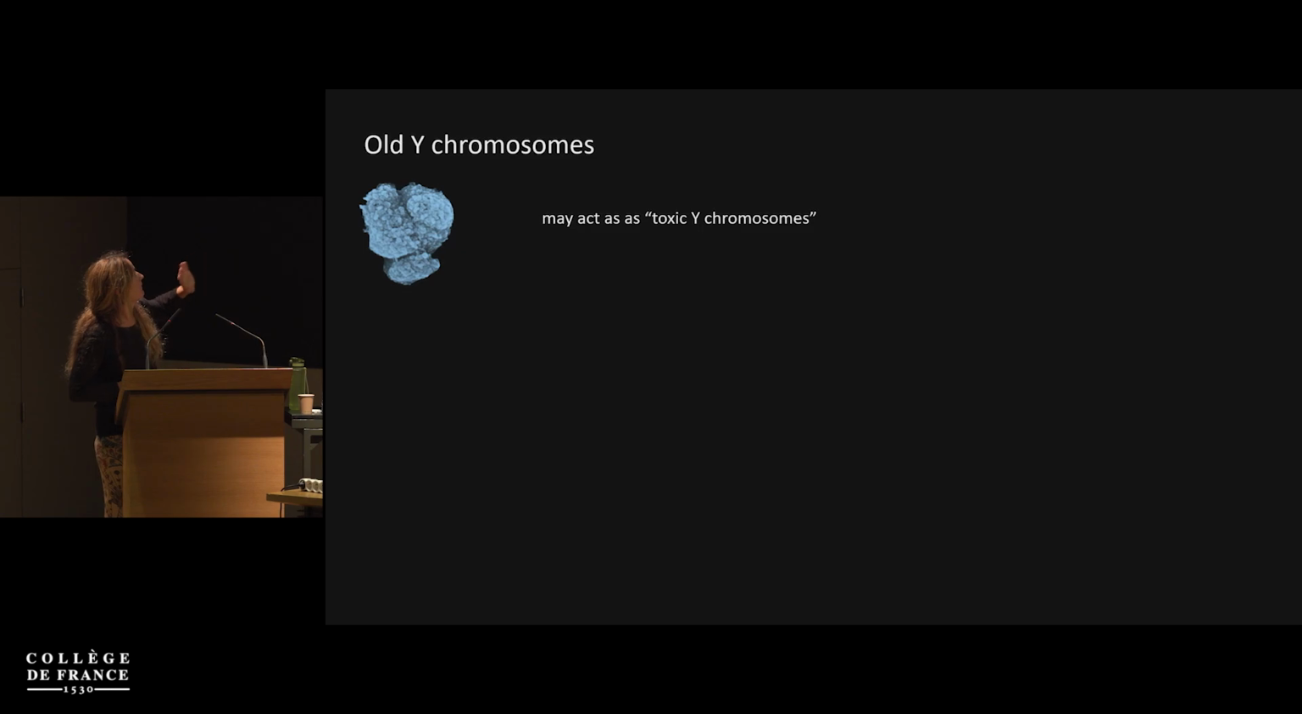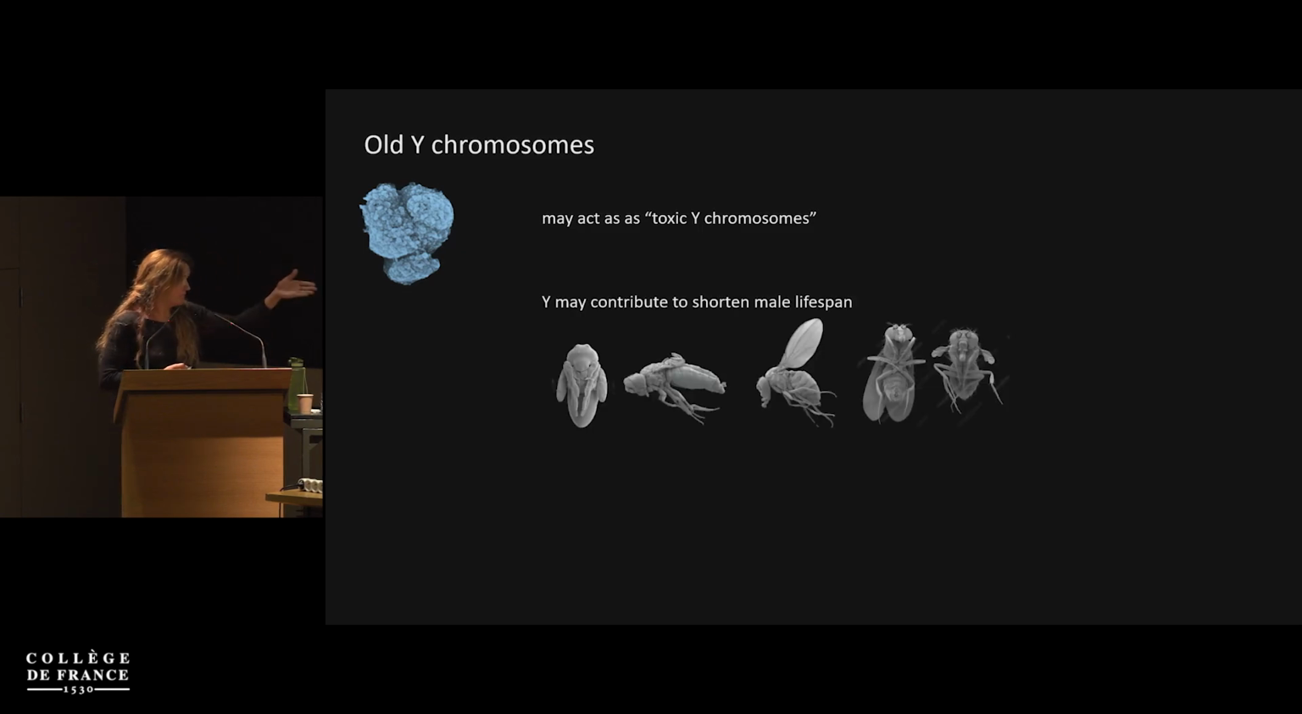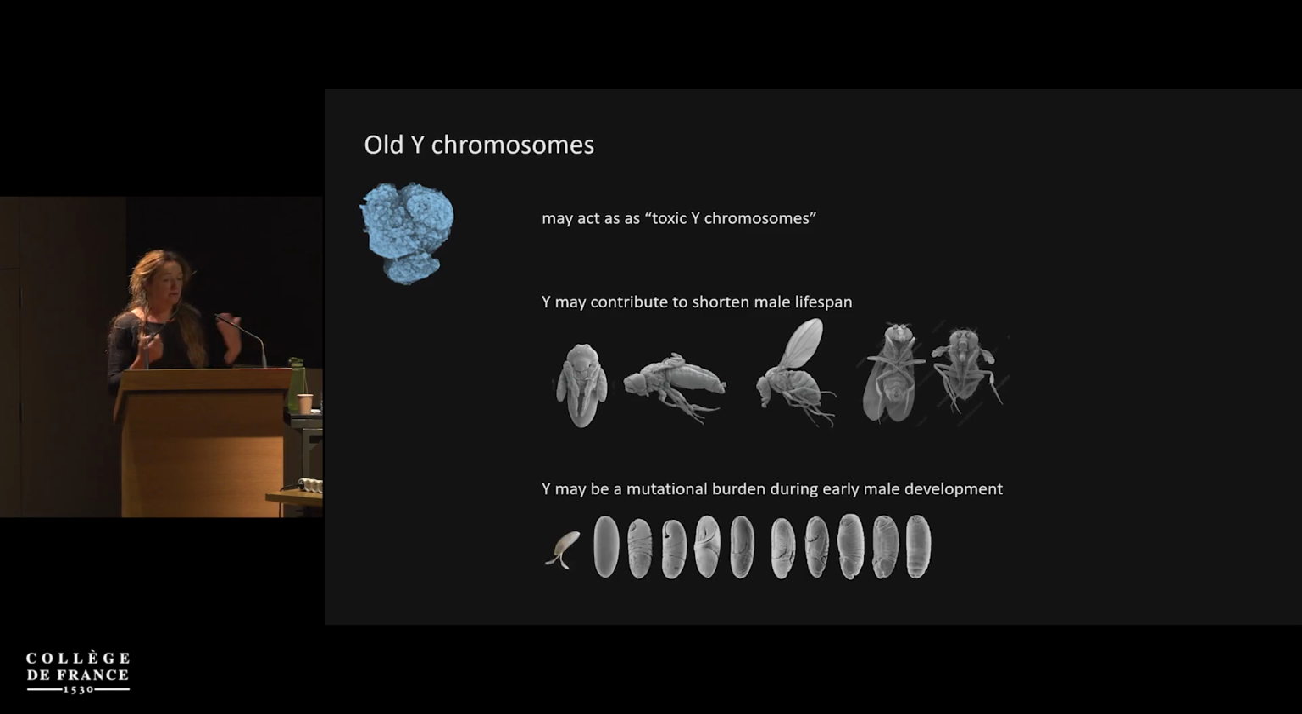So as I showed you, Y chromosomes in general can be toxic. We have some evidence that Y chromosomes directly contribute to shorter longevity in males. And we also find that there can be a mutational burden in early development, especially if it's a young Y chromosome.